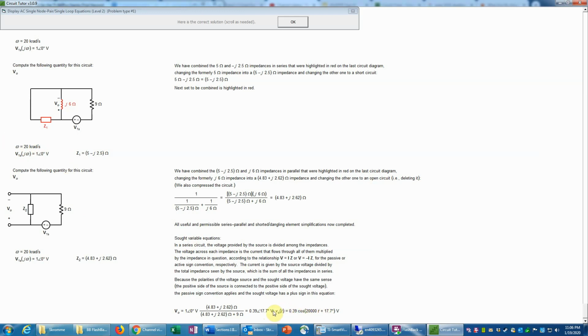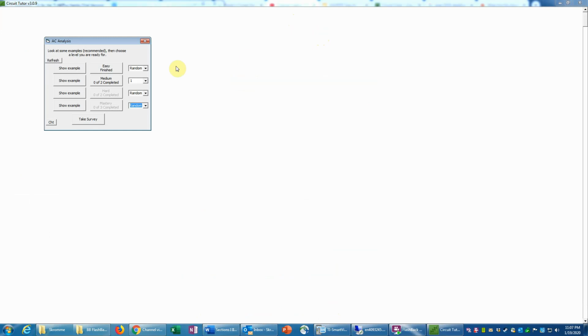And then the magnitude of that is just the magnitude of the phasor, the 0.39, and then the phase angle here becomes the phase angle added in the cosine. And then as the phasor has units of volts, this voltage as a function of time in the time domain also has units of volts. So that would be the final answer. So that illustrates this problem. Now let's work a problem of that type.